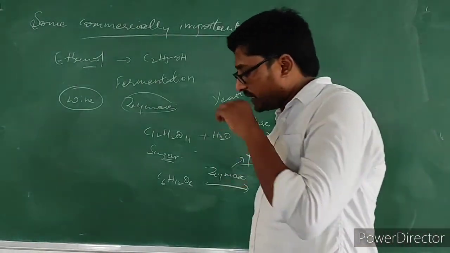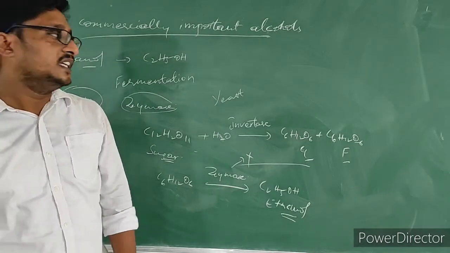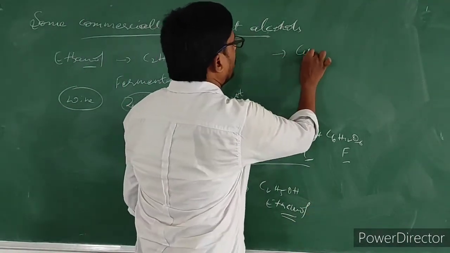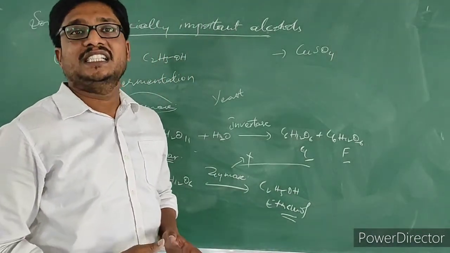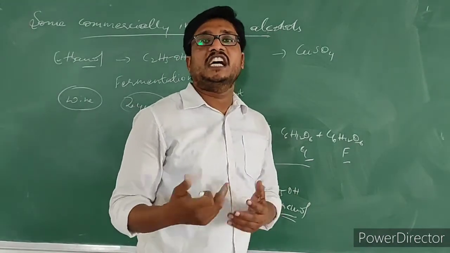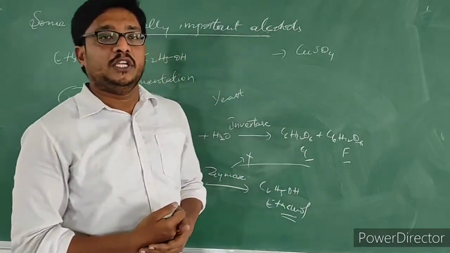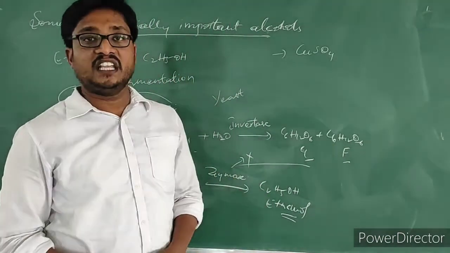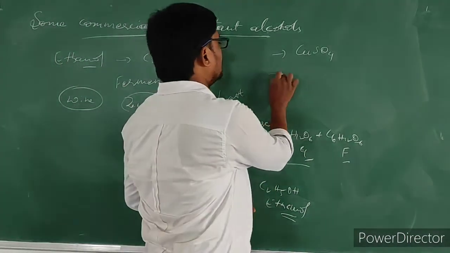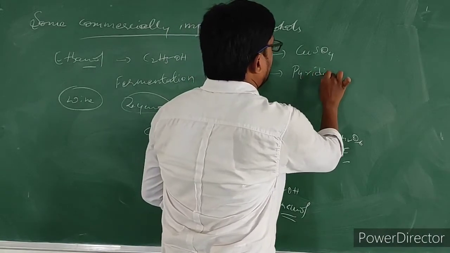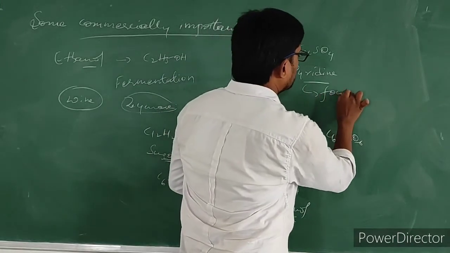The next thing is to make this ethanol unfit for drinking. Generally, copper sulfate will be added. It gives a different color. By looking at that color, people who drink alcohol will not have a tendency to consume it. So in order to make ethanol unfit for drinking, they add copper sulfate. It gives a different color. Pyridine is also added. When pyridine is added to ethanol, it gives a foul smell.